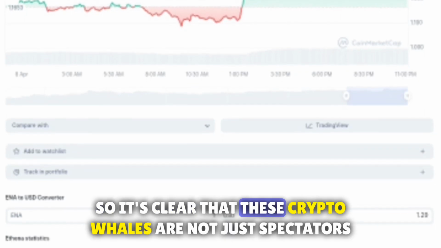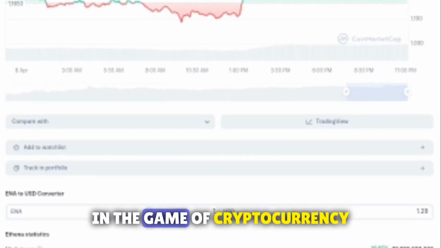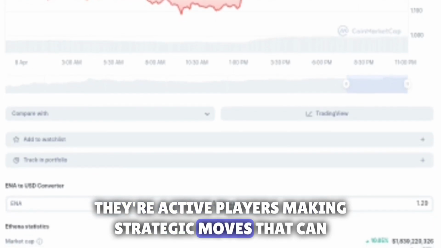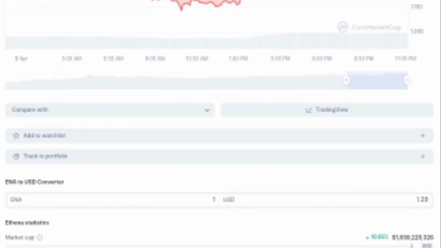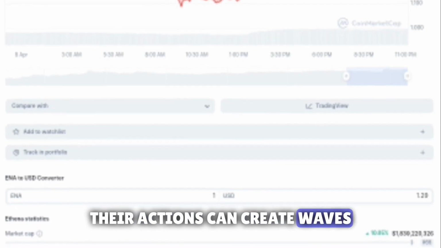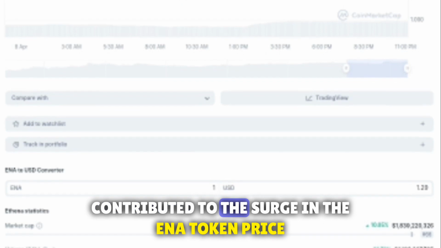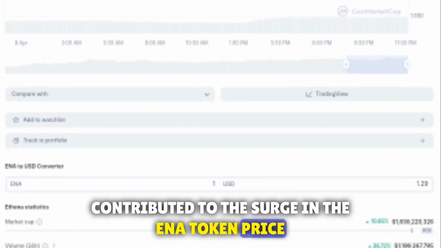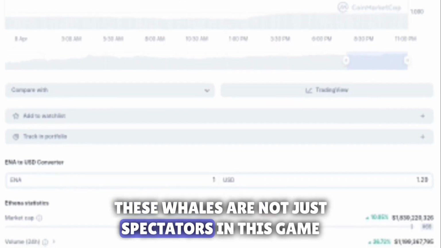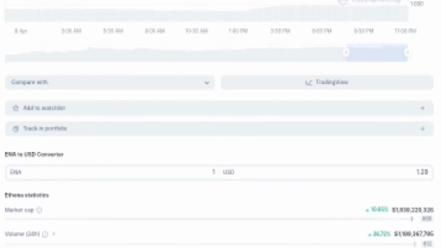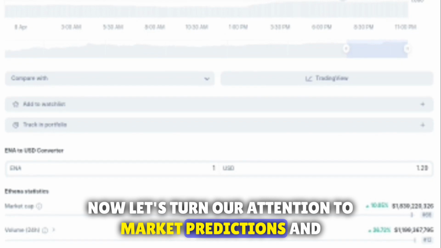So it's clear that these crypto whales are not just spectators in the game of cryptocurrency. They're active players, making strategic moves that can influence the market. Their actions can create waves, and in this case, their staking activity seems to have contributed to the surge in the ENA token price. Now let's turn our attention to market predictions and sentiments.